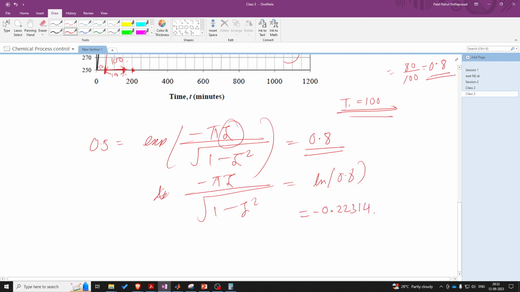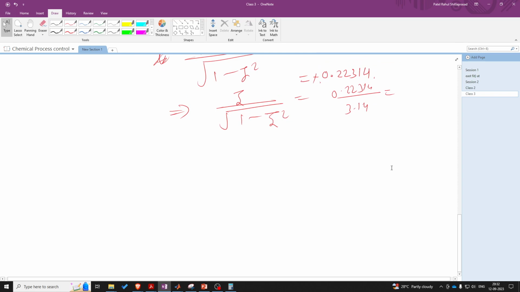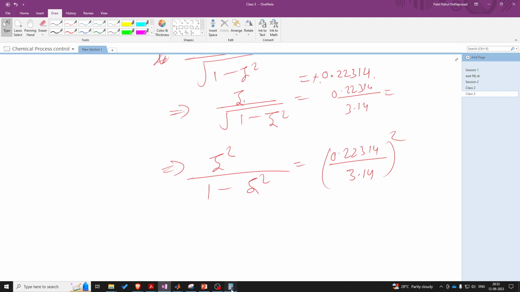And on the right hand side, since we have minus, let's just cancel it out, and then we will have zeta upon under root of 1 minus zeta whole square is equal to 0.22314 upon 3.14. Ultimately we will be calculating the square of this term also, so it will become zeta square upon 1 minus zeta square is equal to 0.22314 upon 3.14 whole square. Am I correct? Yes. Now let's try solving this.